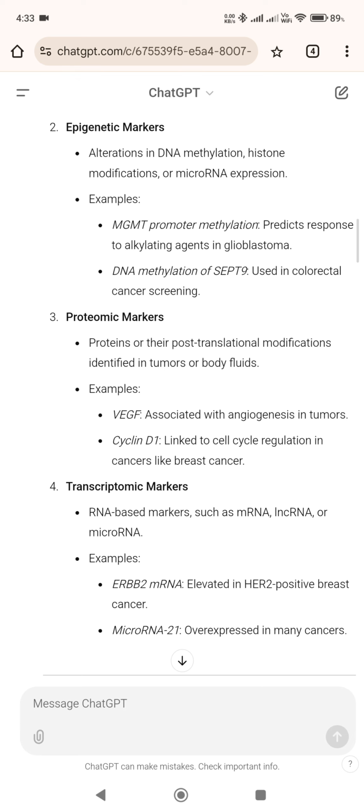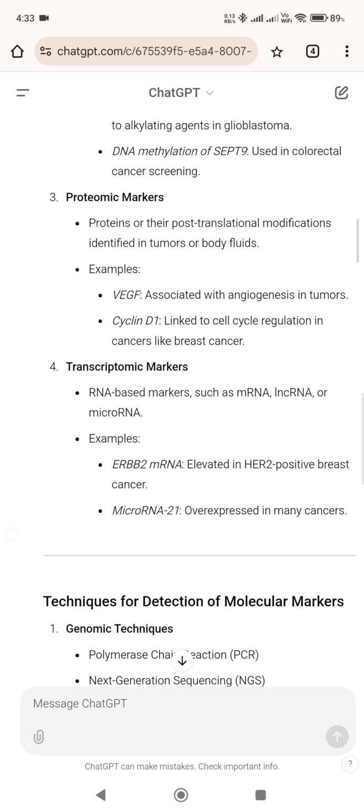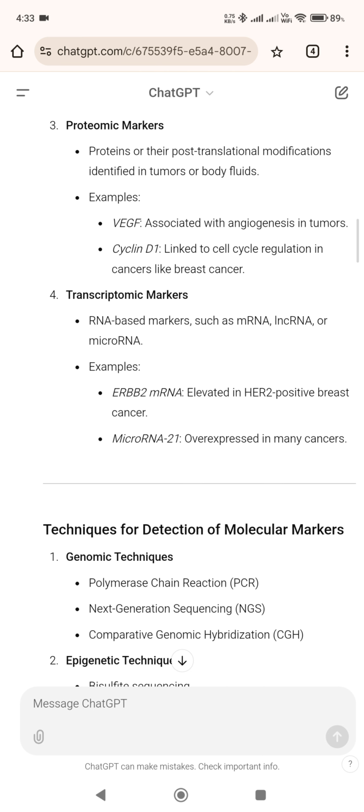3. Proteomic markers. Proteins or their post-translational modifications identified in tumors or body fluids. Examples: VEGF, associated with angiogenesis in tumors; cyclin D1, linked to cell cycle regulation in cancers like breast cancer. 4. Transcriptomic markers. RNA-based markers, such as mRNA, long non-coding RNA, or microRNA. Examples: ERBB2 mRNA, elevated in HER2-positive breast cancer; microRNA 21, overexpressed in many cancers.